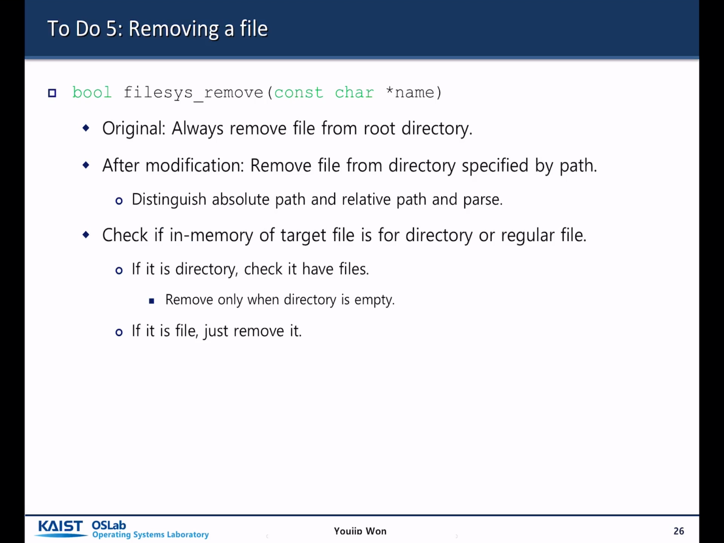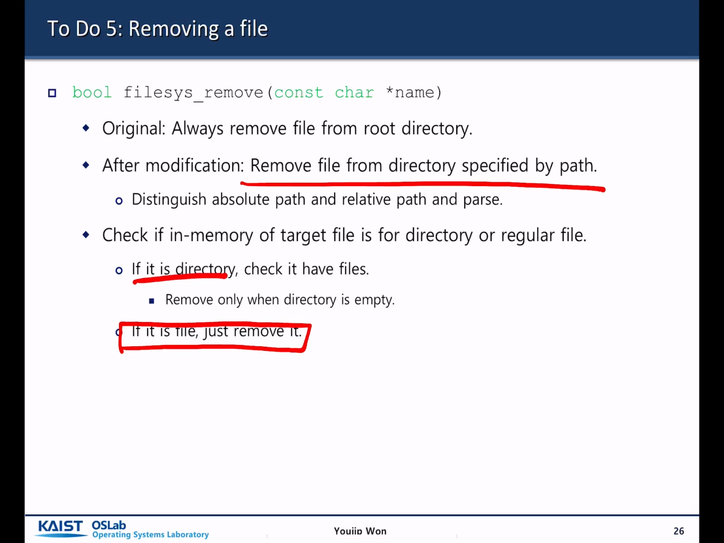Another step is removing a file. In original Pintos, we always remove the file from the root directory. Now, after modification, you remove the file from the directory specified by the path. And you check whether the target file is a directory or a regular file. If it's a regular file, you can just delete it. But if it is a directory, then you have to check if the directory is empty or not. We remove the directory file only when the directory is empty.